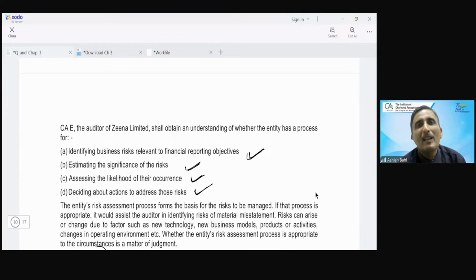And why are we studying it? You would say, why are we studying it? It is part of the company's job. But it is part of the internal control system devised by the company. If the company has a well functioning risk assessment process, then the auditor can be comfortable that there would be lesser chances of risk of material misstatements. So that is why it is beneficial and helpful for the auditor.